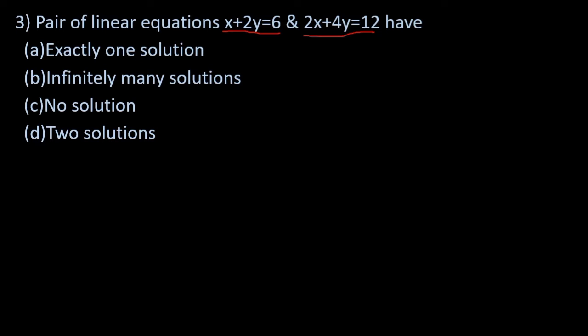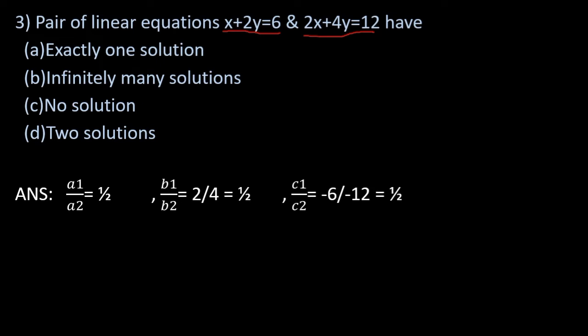So first we will do a1 by a2. a1 we have 1 and a2 we have 2. Therefore a1 by a2 is 1 by 2. Next b1 by b2: b1 we have 2 and b2 we have 4. By dividing, 1s are 2, 2s are 4, we will get 1 by 2. Next c1 by c2 we have minus 6, because we have equals 6, if we take that term to this side, it will become minus. So therefore minus 6 divided by minus 12. So minus minus cancel, 6 1s are 6, 6 2s are 12.